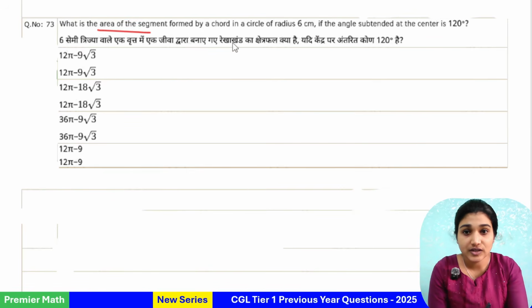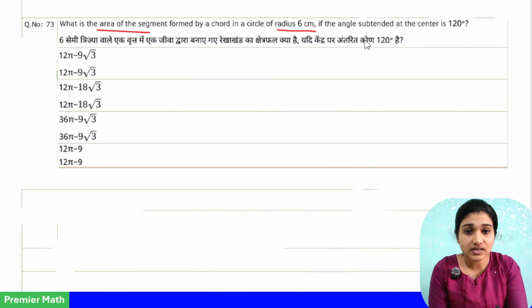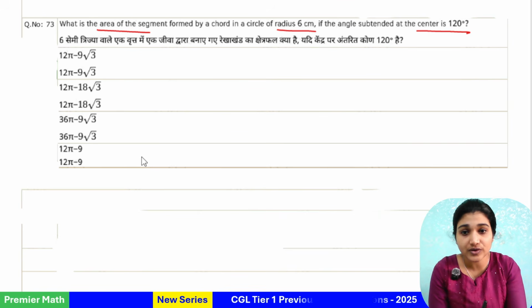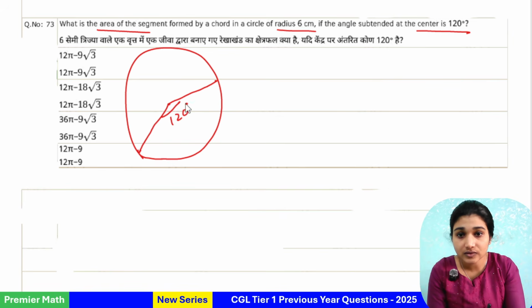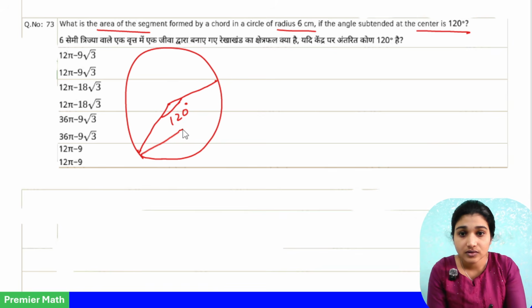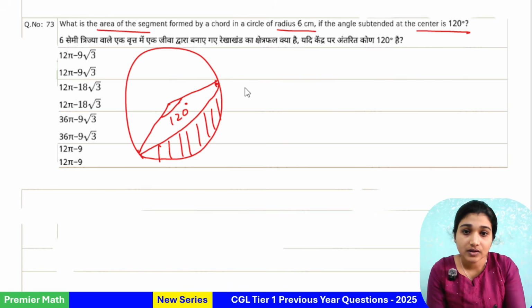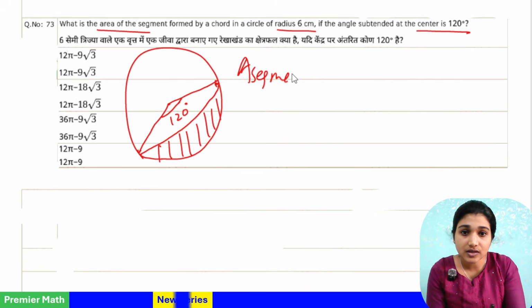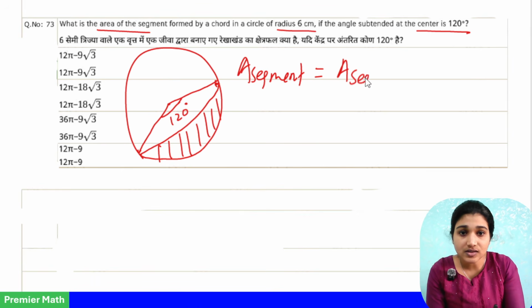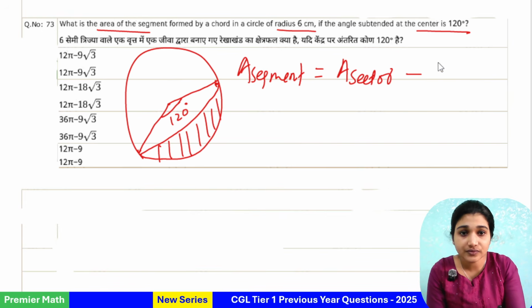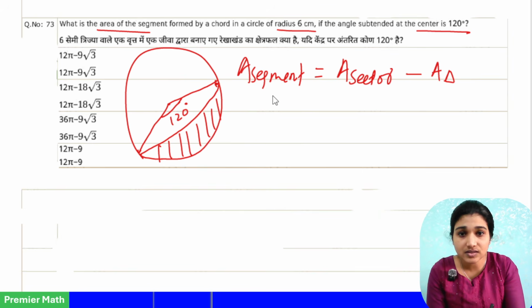What is the area of the segment formed by a chord in a circle of radius 6 cm if the angle subtended at the center is 120 degrees? Here this is the circle and here this is the 120 degree sector. Now the shaded region is the segment. The area of the segment is equal to the area of the sector formed by 120 degrees minus the area of this triangle.